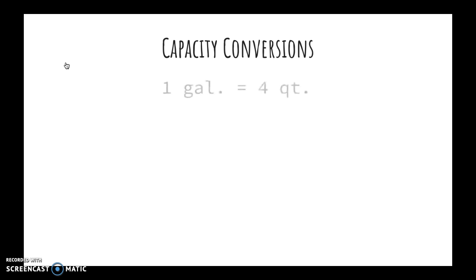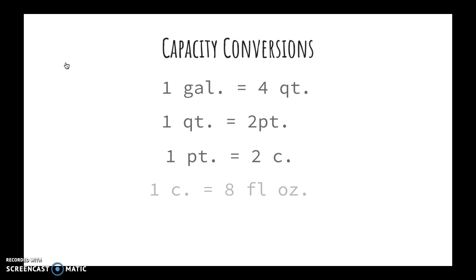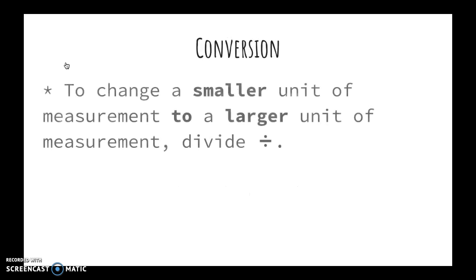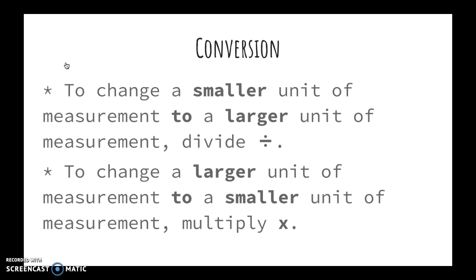So once again, let's review our capacity conversions. 1 gallon is equal to 4 quarts. 1 quart is equal to 2 pints. 1 pint is equal to 2 cups. And 1 cup is equal to 8 fluid ounces. To change a smaller unit of measurement to a larger unit of measurement, we have to divide. To change a larger unit of measurement to a smaller unit of measurement, we multiply.